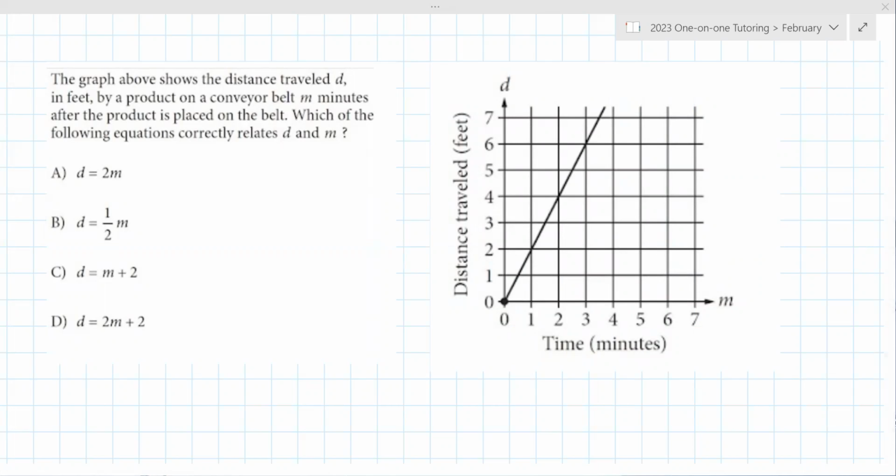A. Yes, A. Did you eliminate any answers? I got rid of C and D because they were both starting at a point that this graph did not start at, which was positive 2. Good. And then after looking at it more carefully, I went with A because it goes up 2 to the right 1 and not up 1 to the right 2. You got it.